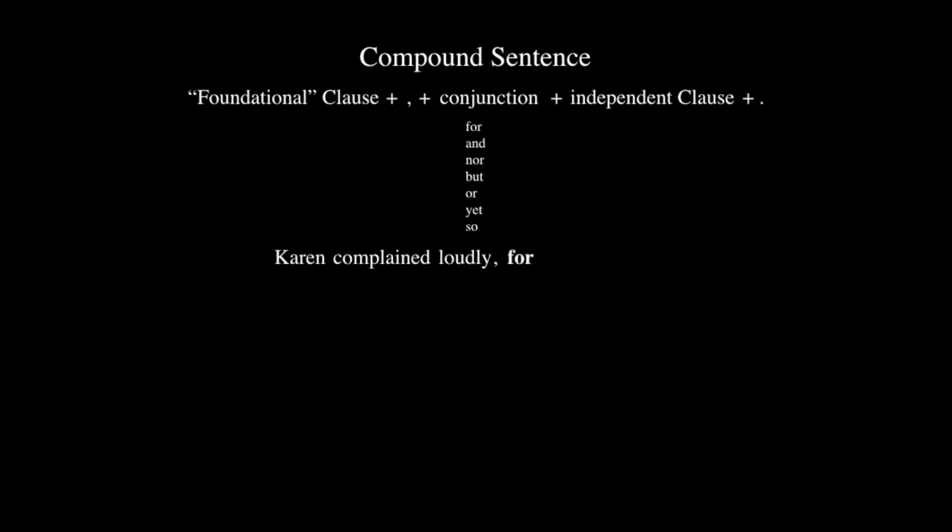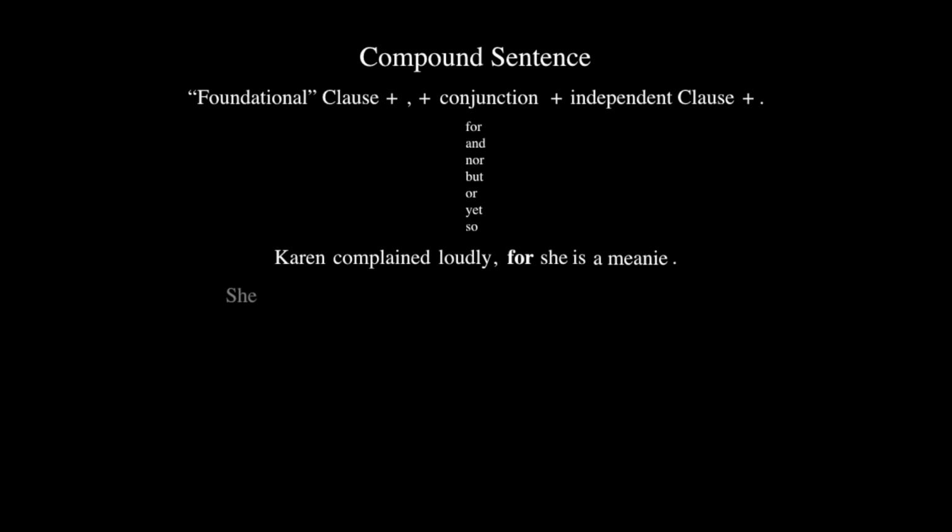For, we're going to use our first conjunction. I call for the effect-cause conjunction because you get the effect in the first independent clause and then you get the cause of that effect in the second independent clause. So the effect is she is complaining loudly, right? So what is the cause of this? Karen complained loudly for she is what? A meanie, period. So because she is a meanie, she complained loudly. So the effect comes first, the cause comes in the second independent clause.